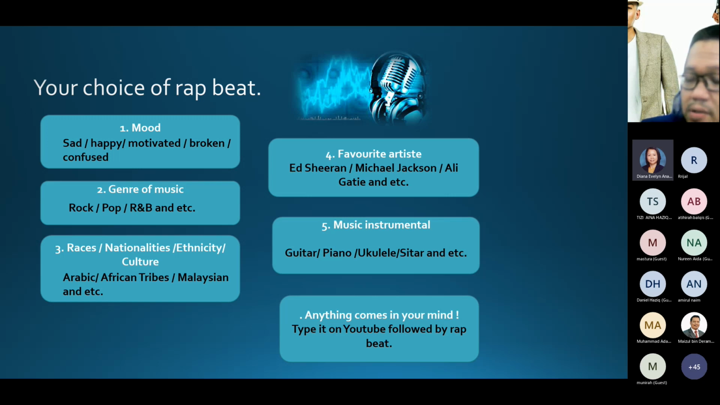Ataupun you can actually based on genre of music, mungkin you adalah peminat certain genre, you minat rock ataupun R&B or pop or dangdut or gamelan, traditional. Rap boleh cater that interest. Okay, any genre, even traditional. I think from Indonesia they have many, the gamelan rap beat, dangdut rap beat, it's very interesting and universal.